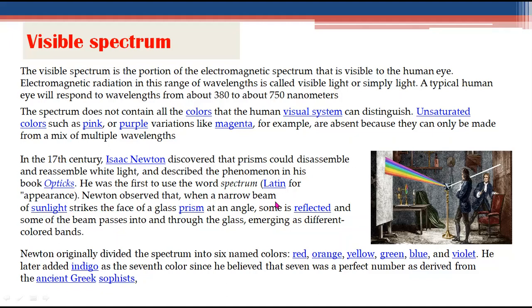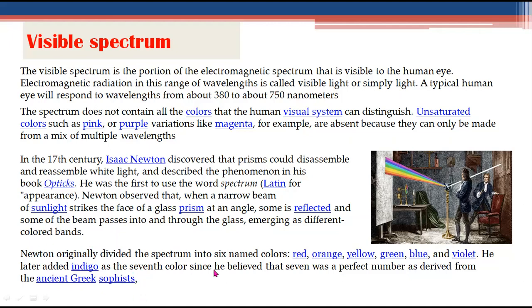Newton observed that when a narrow beam of sunlight strikes the face of a glass prism at an angle, some is reflected and some of the beam passes into and through the glass, emerging as different color bands. So if we pass light through the prism, some light is reflected back and some light passes through. When the light passes through the prism, it gives us different shades, or different bands, of light.